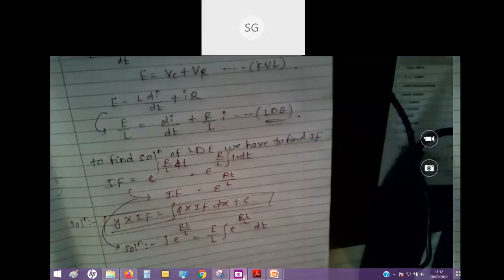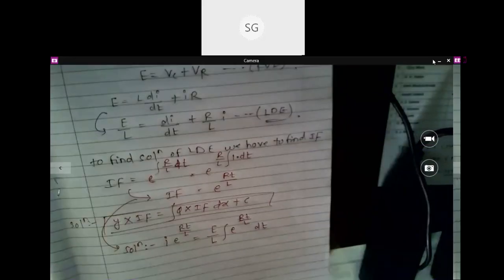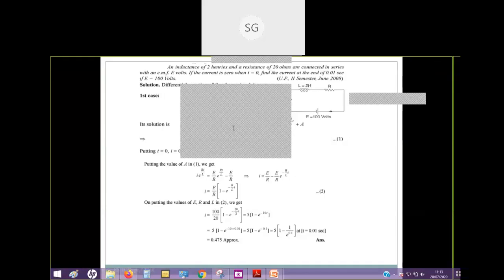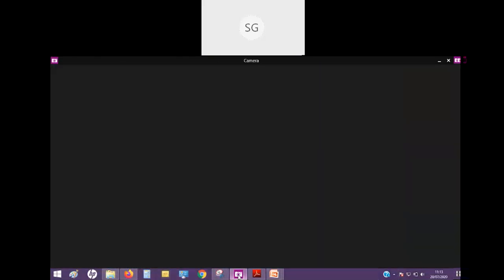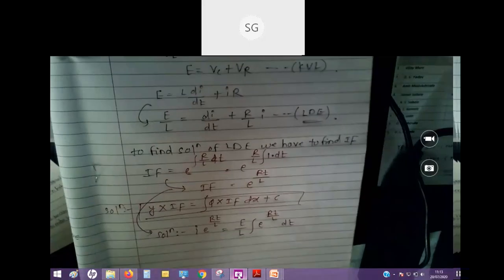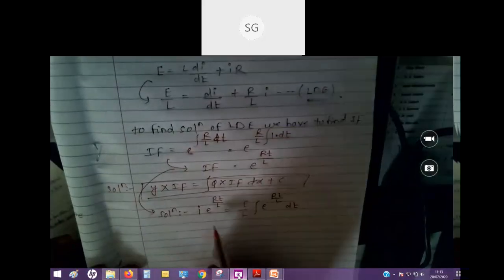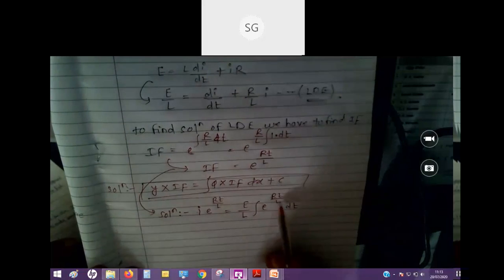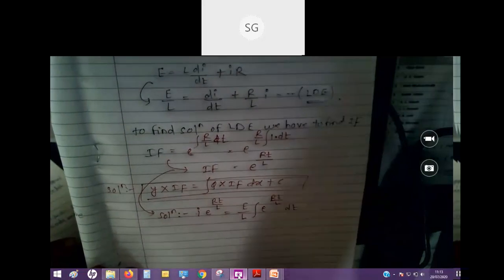Till now are you getting this? Please confirm in the chat box. Quickly, till this step you are getting, please confirm. Yes, correct. Thank you, people. Okay. Now next, this pen and paper methodology is working for us, that we can conclude from this. Then E by L, e raised to Rt by L will be the solution.